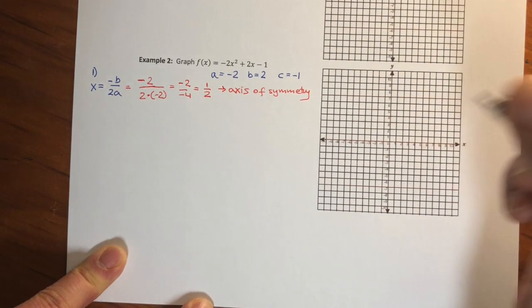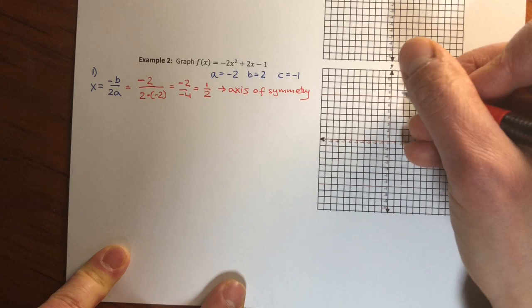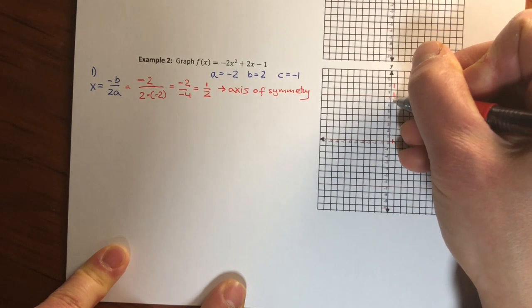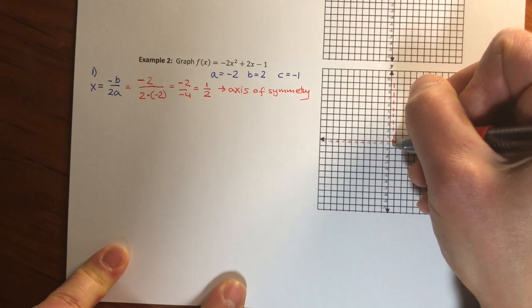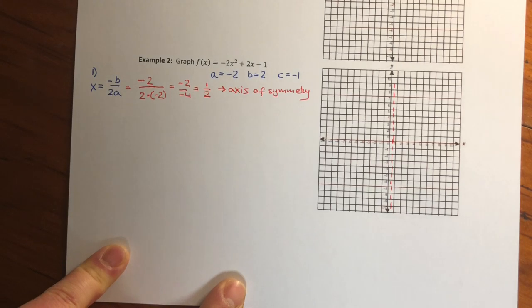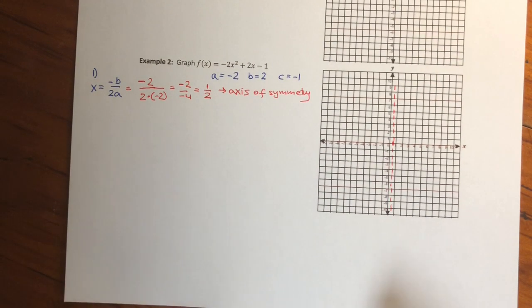So what I am going to do is put it right on my graph right away. So 1/2, it's somewhere here. I do not have a ruler right now, so I am just going to put a line as nicely as I can. I know that my vertex is going to be on this line of symmetry. So now let's find the vertex.